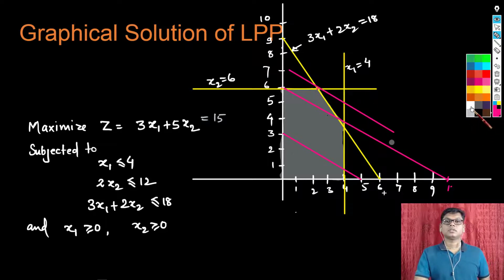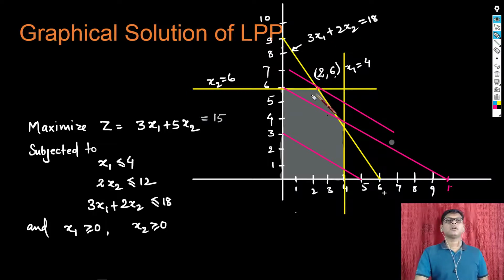So this point is actually this one. If we put x2 is equal to 6, then we are getting x1 is 2. Okay, so this is 2 and 6. So this is the solution of this. At this point only you are getting the maximum value of z. Okay, how much is that? So the solution has come, that is 2, 6, and this is a corner point, isn't it?